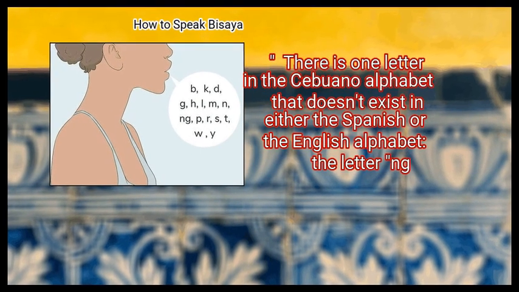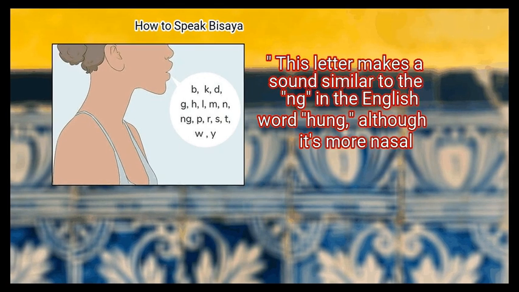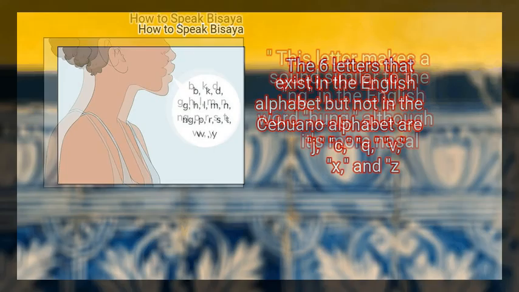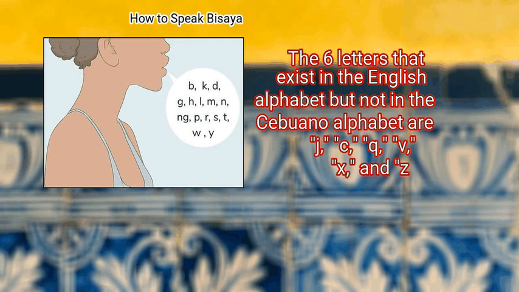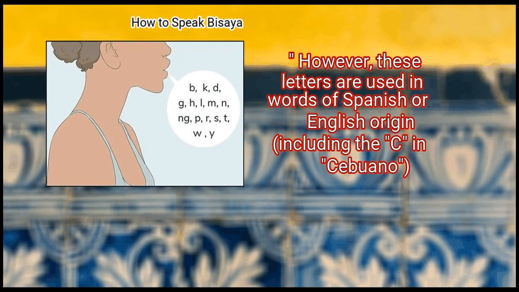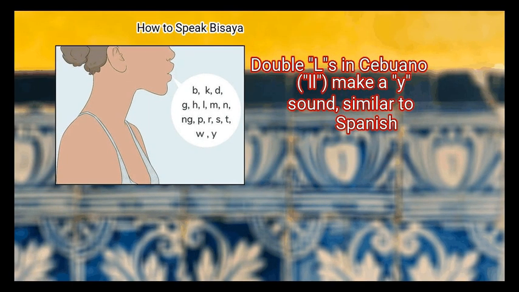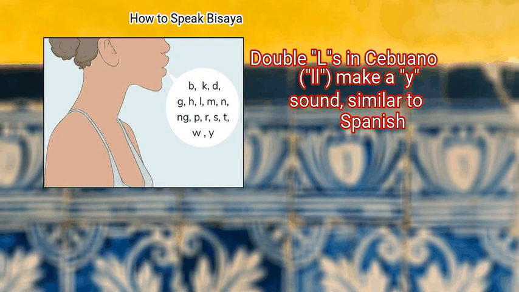There is one letter in the Cebuano alphabet that doesn't exist in either the Spanish or the English alphabet: the letter NG. This letter makes a sound similar to the NG in the English word hum, although it's more nasal. The 6 letters that exist in the English alphabet but not in the Cebuano alphabet are J, C, Q, V, X, and Z. However, these letters are used in words of Spanish or English origin, including the C in Cebuano. Double L, as in Spanish, makes a Y sound.